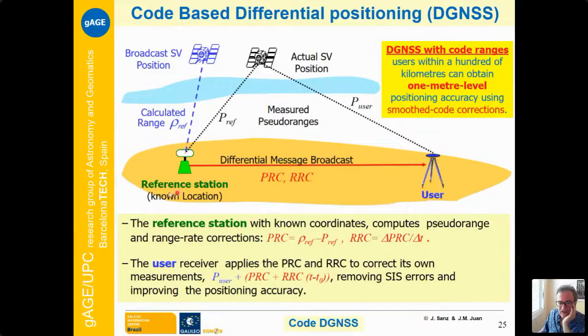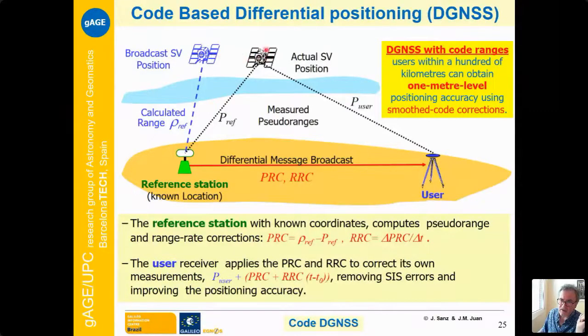We have a reference station whose coordinates are very well known, at the centimeter level. Then, because we have the navigation message, we can compute the satellite coordinates using the broadcast message. As we've seen, these coordinates are not perfect. We've seen that using the broadcast message, the error in the coordinates is about 1 meter level.